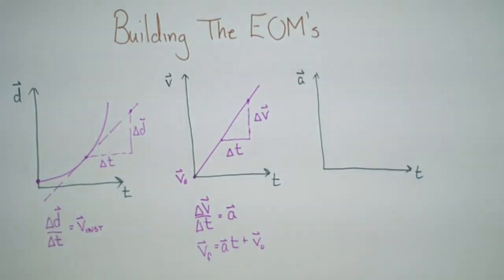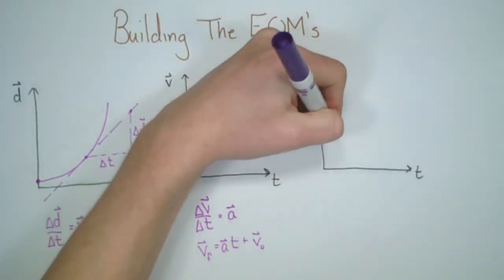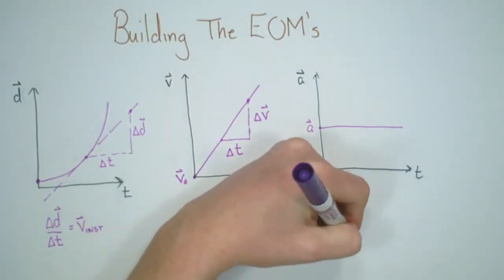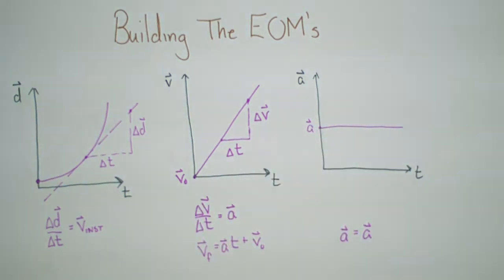And finally, this will allow us to create an acceleration time graph. And on the acceleration time graph, because we have a constant acceleration, we simply get that the acceleration is equal to a constant.